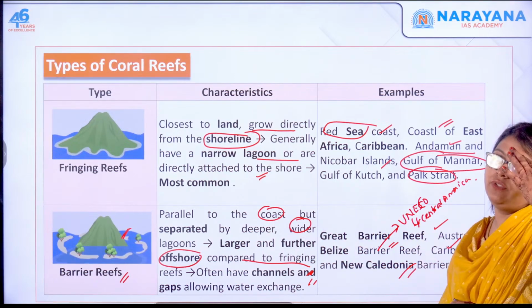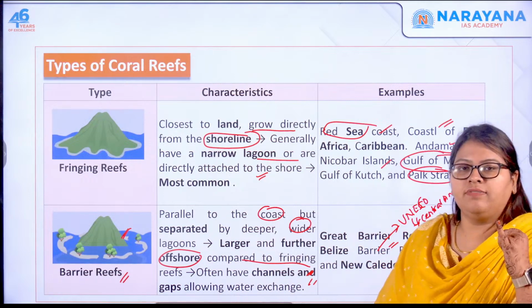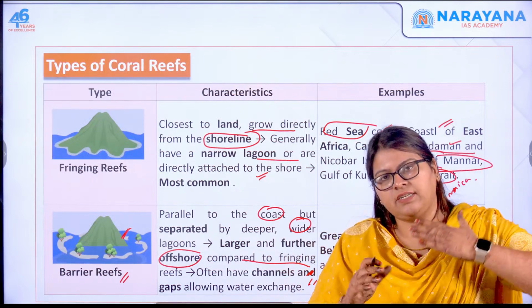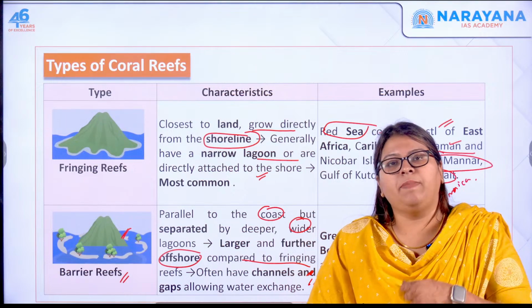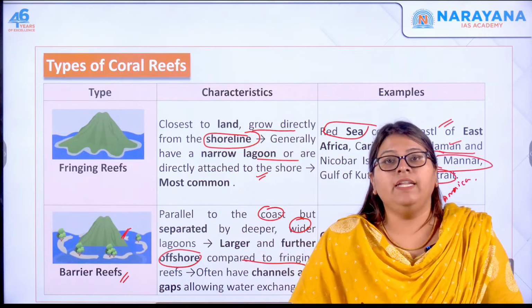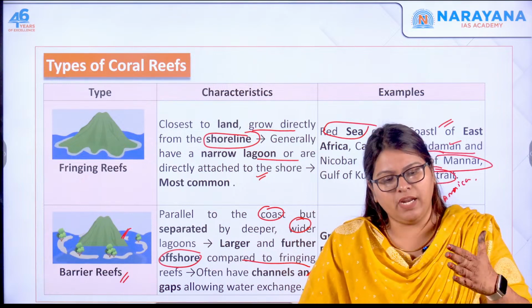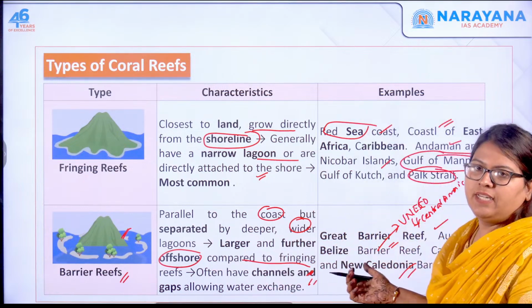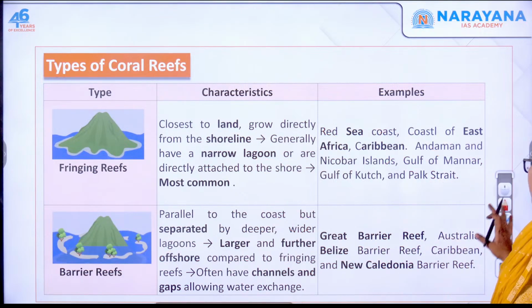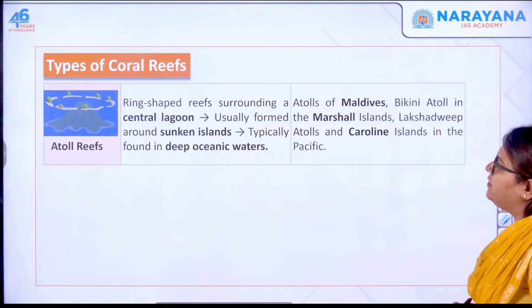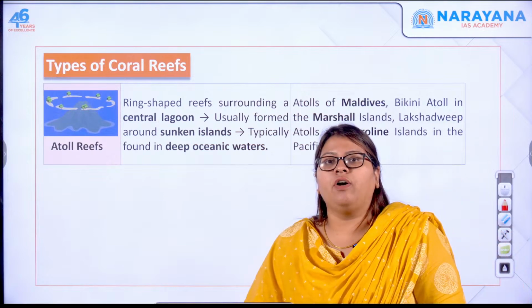So far we've looked into 2 types of reefs. One is fringing, which are closer or start immediately from the shore. The next one is the barrier reef, which has a deeper as well as a larger lagoon separating it. It is more offshore, and the examples we saw. Now moving forward, let us see what you mean by atoll reefs.